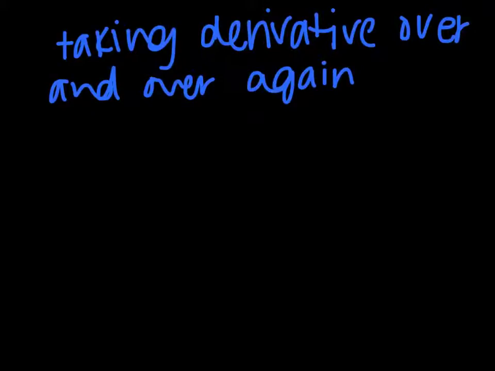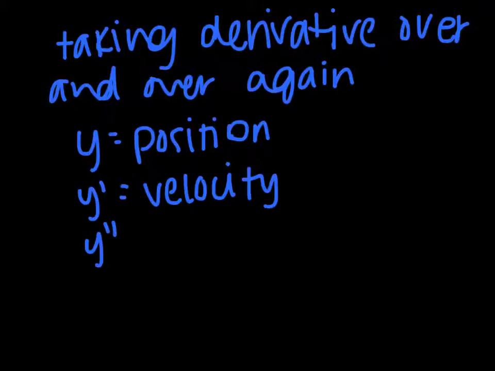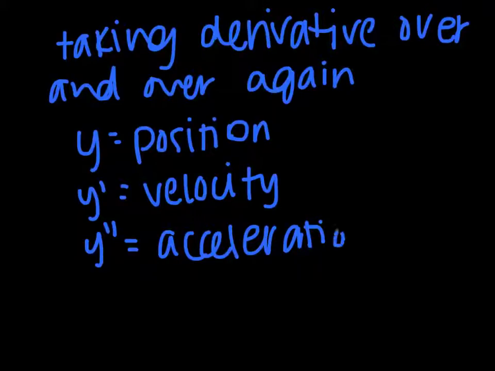Oftentimes if you use f of x to describe the position of something, position y at time x, then the derivative of y would tell you the velocity, and then the second derivative of y would tell you the acceleration. So y would equal position, y prime would equal velocity, and then y double prime, I guess, would equal acceleration. So that's just an example of when you would use higher order derivatives.